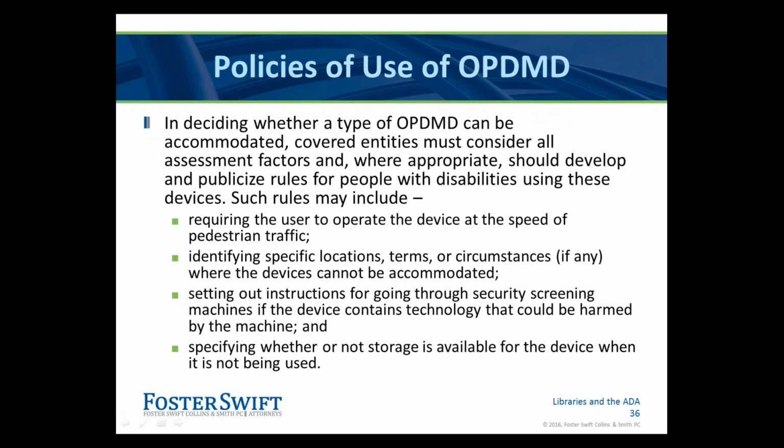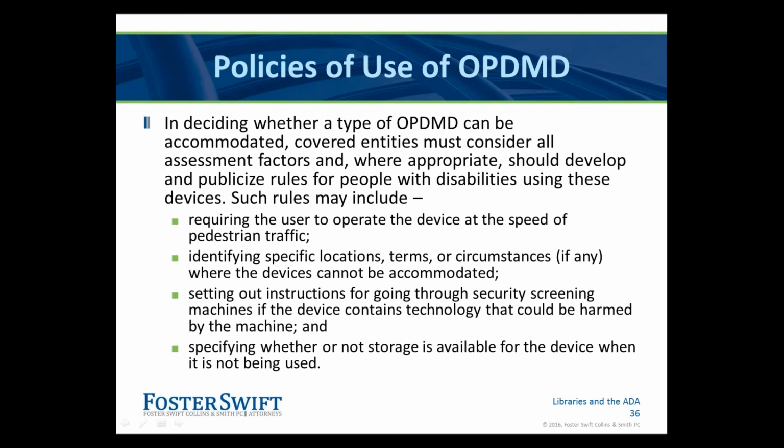So in deciding whether a type of mobile device may be accommodated, they can consider all the assessment factors and where appropriate should develop and publicize rules for people with disabilities. And I think these are four rules that libraries can put in their policies to accommodate it. One is requiring the user to operate the device at the speed of pedestrian traffic. This is something where you have to make sure that you don't have someone who's got a Segway or a scooter and is driving through the main part of the library at a high rate of speed and is at risk to other patrons.